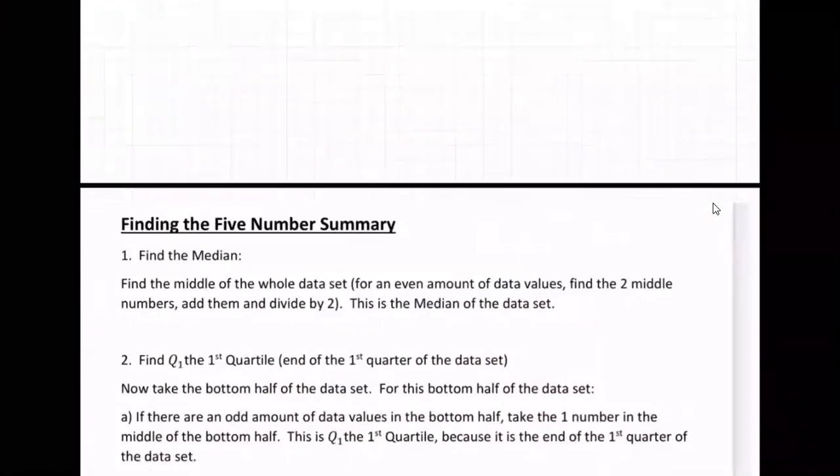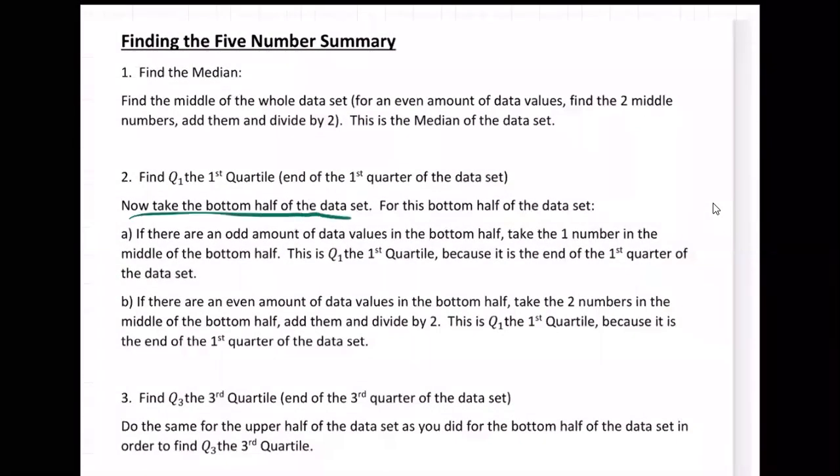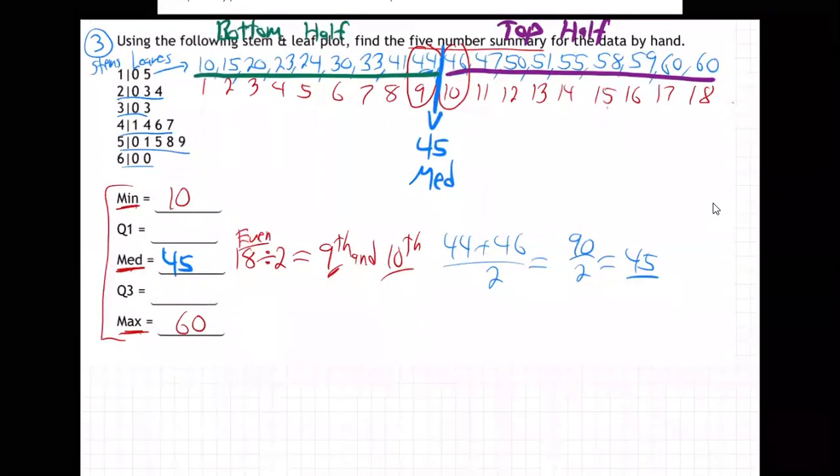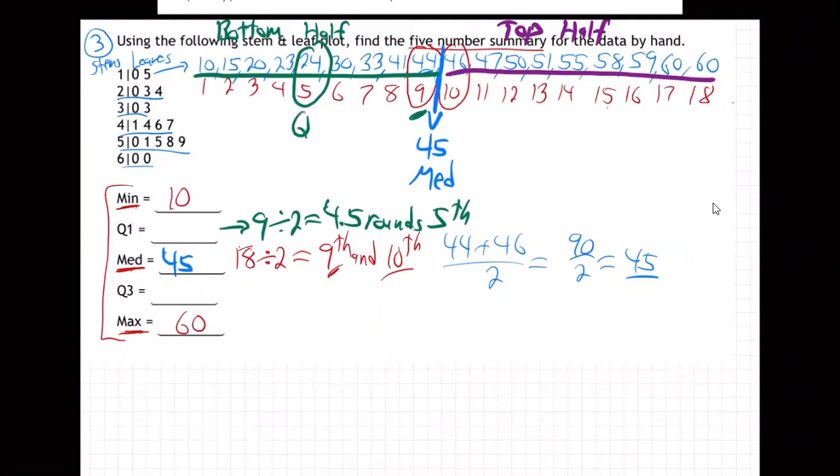They say take the bottom half, and if there is an odd amount of data values, are there an odd amount? How many data values in the bottom half? It goes up to 9. There's 9 data values, so they're doing Q1 here. Divide 9 by 2, that's 4.5, which rounds to 5. So the 5th data value right there is the middle. That is Q1. It's the 24.